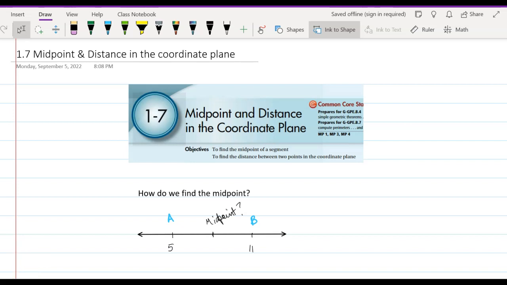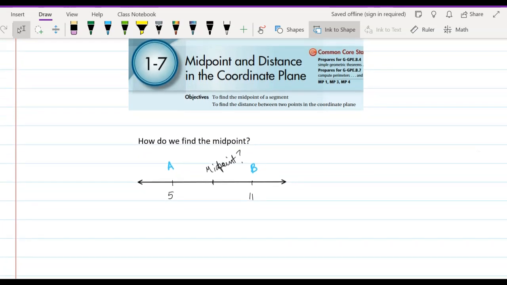So this is section 1.7, midpoint and distance in the coordinate plane. The objectives are that we're going to be able to find the midpoint of a segment and find the distance between 2 points in the coordinate plane. So let's get started. First, let's review with midpoint. How do we find the midpoint?